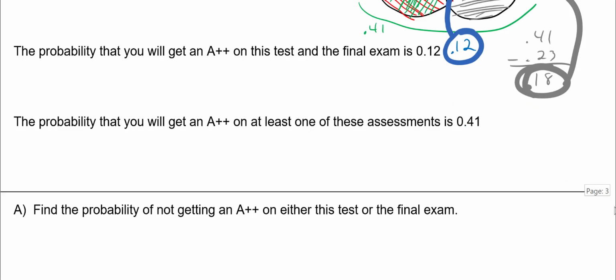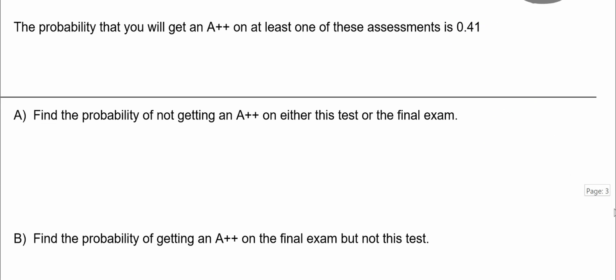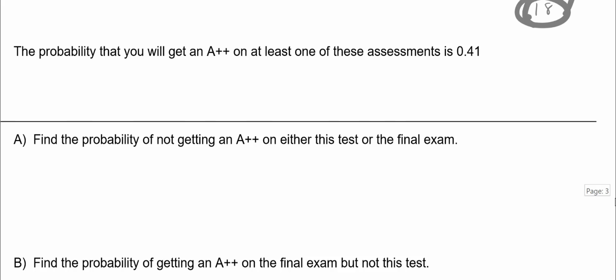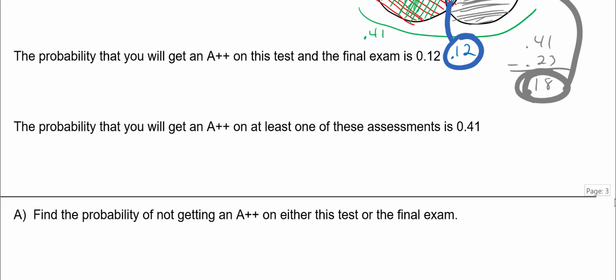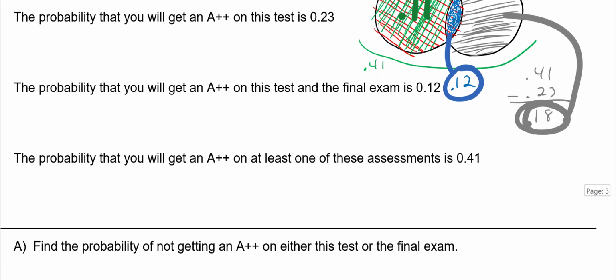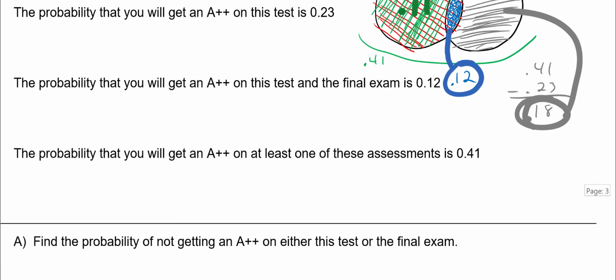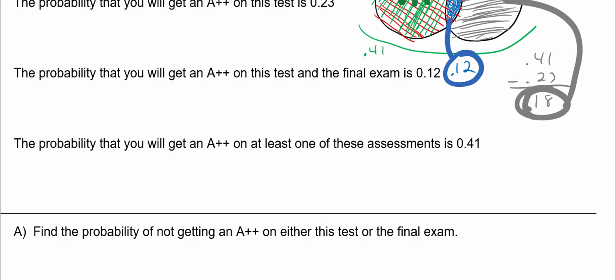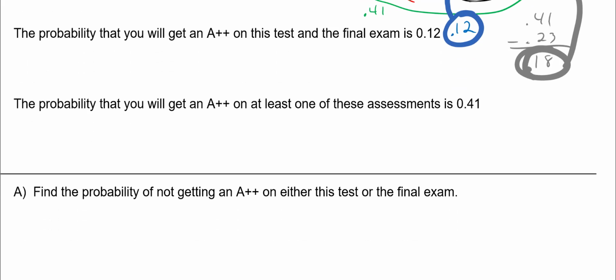So let's actually go down to the questions here. It says find the probability of not getting an A++ on either this test or the final. That means no A++ at all. Well, this one's actually pretty easy. Do you guys agree that the third one here says the probability that you get at least one of these assessments is 0.41? So not getting anything is going to be 1 minus 0.41, which is 0.59. Okay, that's the first one.